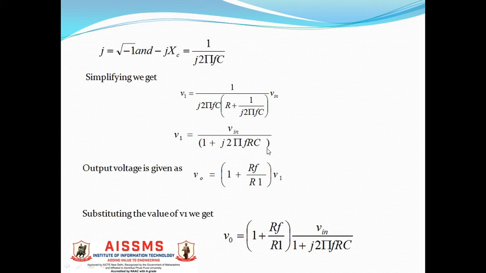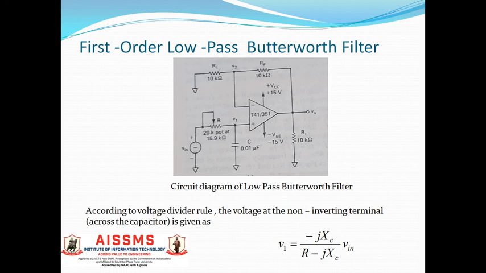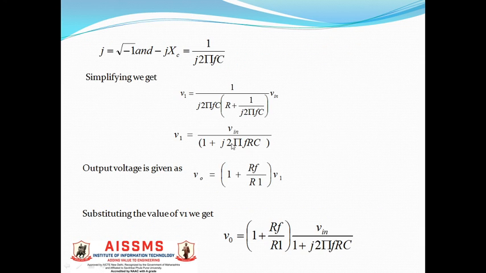Now since the op amp is in the non-inverting configuration, you have output voltage V0 is equal to 1 plus RF upon R1 into V1. You have RF and you have R1 over here. We will substitute the value for V1. So you get V0 is equal to 1 plus RF upon R1 into V in upon 1 plus j 2 pi f RC, right? Now we will rearrange these terms.